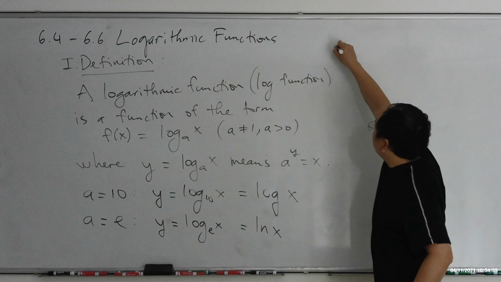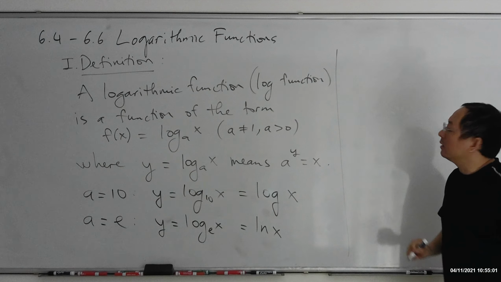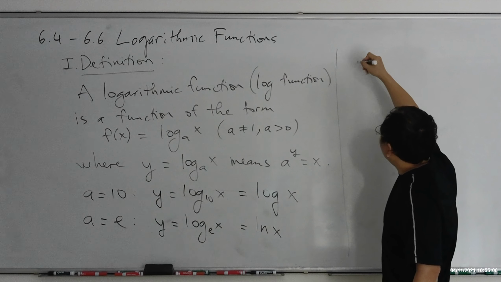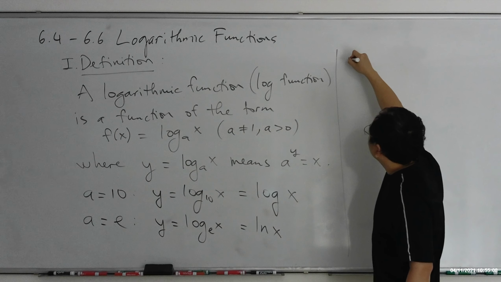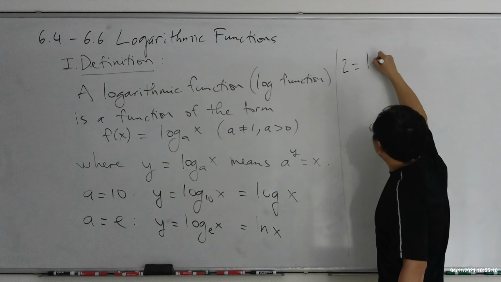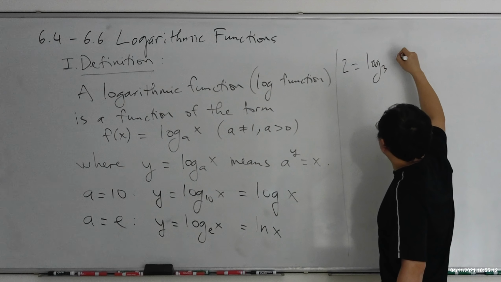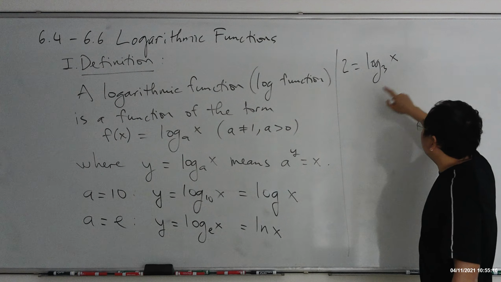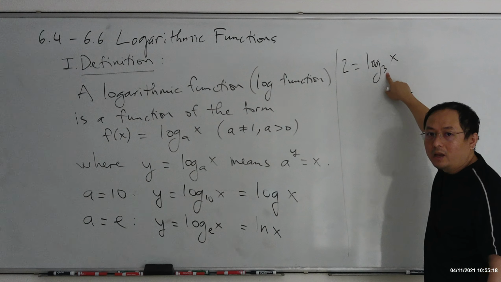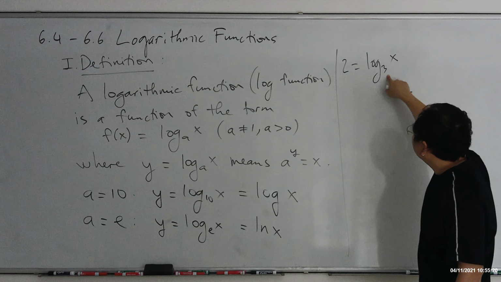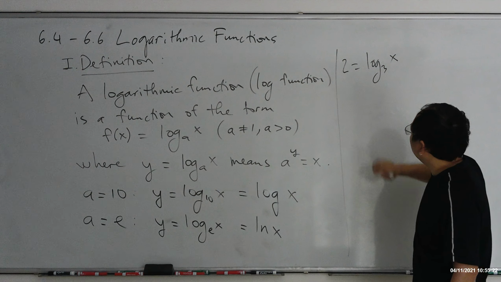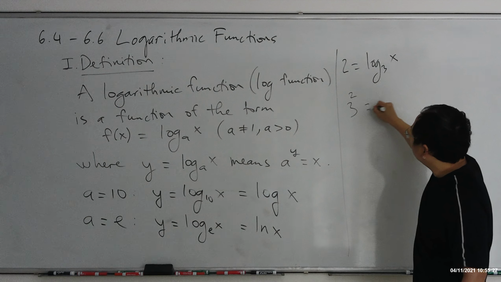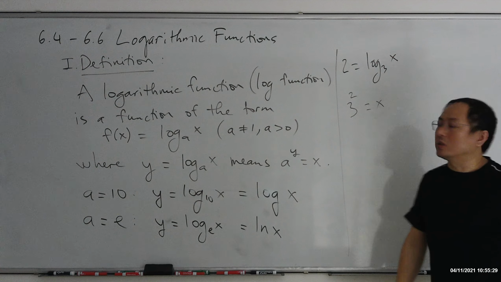So let me make sure that you guys understand the log. Let me give you some examples before I move on to some properties. Say I have 2 is equal to log base 3 of x. Okay, it's just a log notation. This number 3 right here is the base number, and number 2 right here is going to be the exponent. That means 3, the base, raised to the exponent 2 is equal to x. In other words, x equals 9.